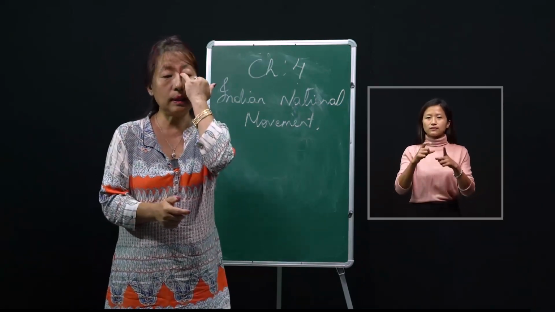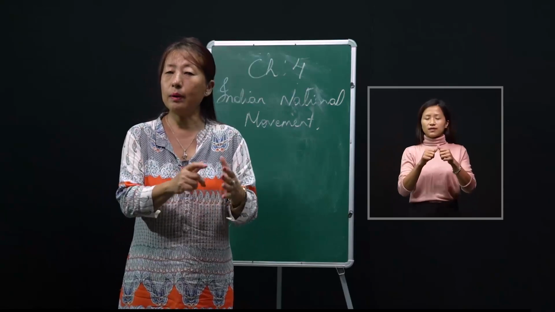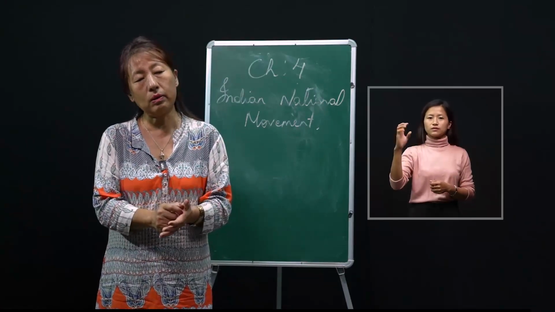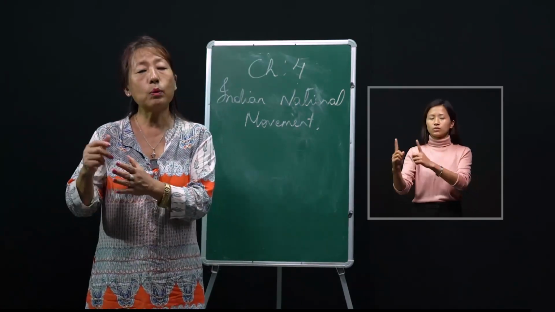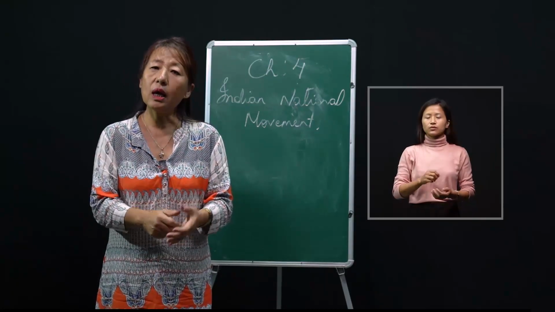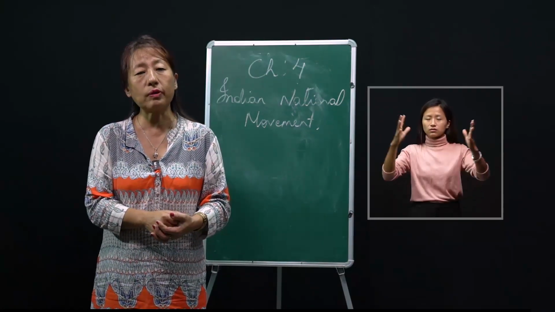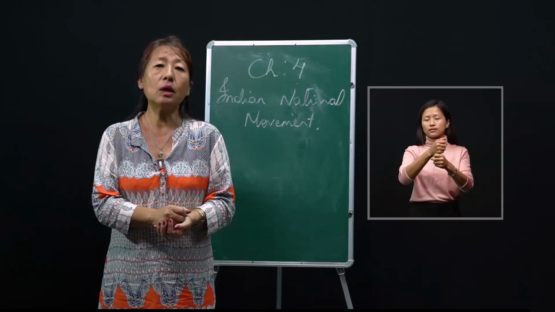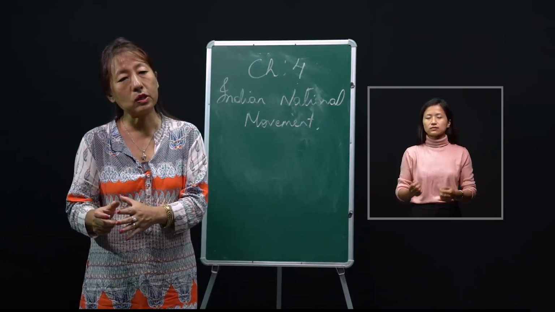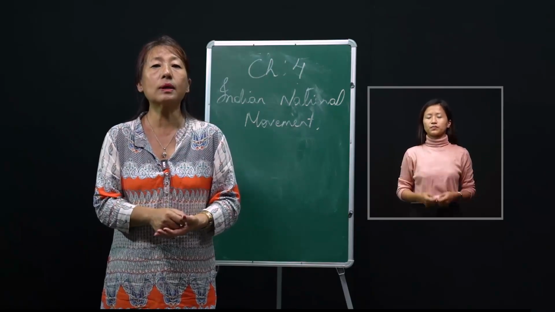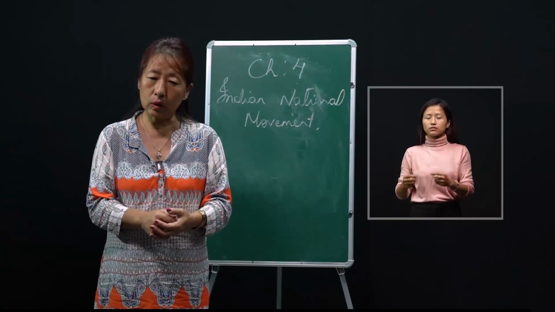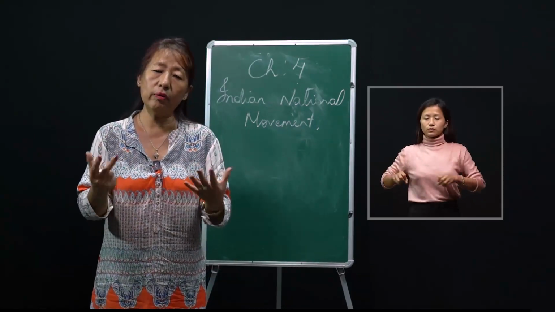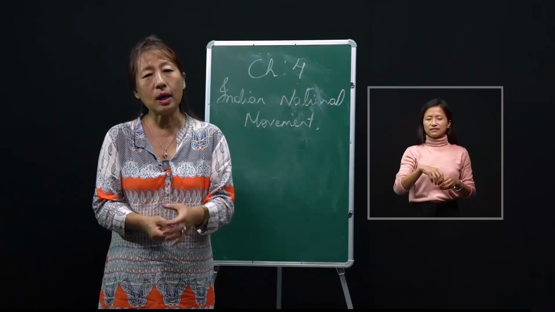He started this Dandi March from his ashram, and in the beginning he had only around 70 plus followers. But when he reached Dandi village, he found that thousands and thousands of Indians were following him. This was to protest against the salt law. Once Gandhiji reached this village, he prepared the salt himself just to defy the salt law. With this, the movement broke out all over India, and Indians everywhere were taking part in it.